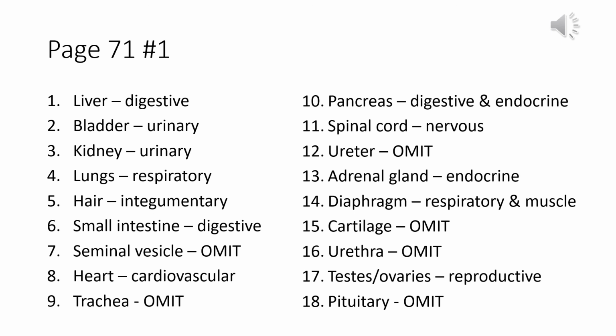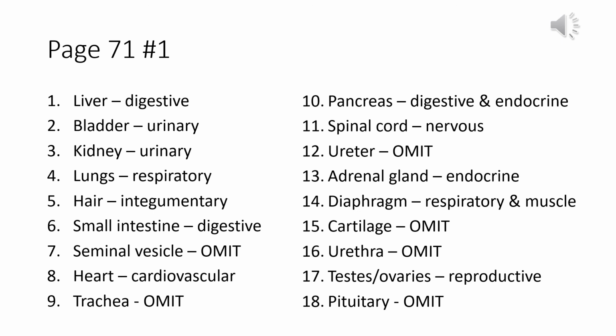The pancreas is in the digestive system and the endocrine system. Remember, it does secrete some digestive organs, so that does make it part of the digestive system. But it also secretes insulin and glucagon, which are hormones, so it's also part of the endocrine system.